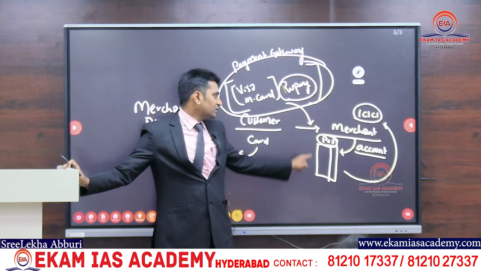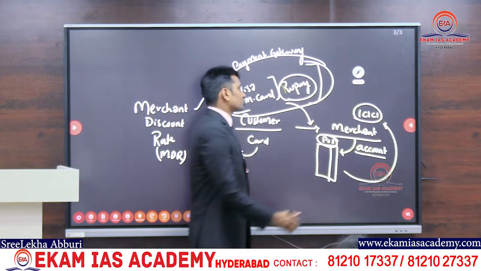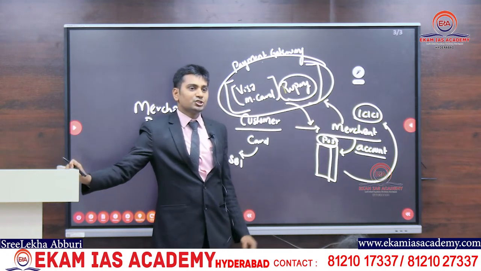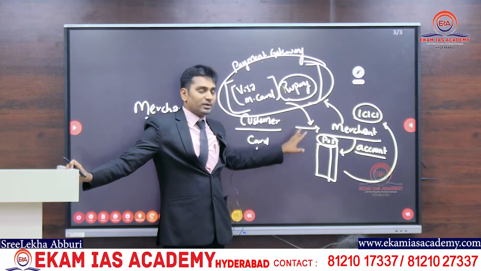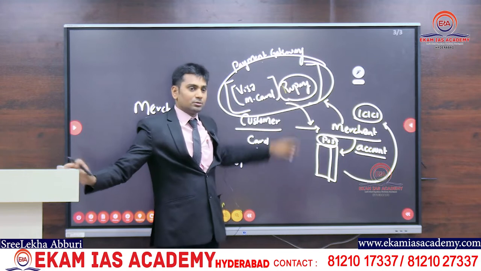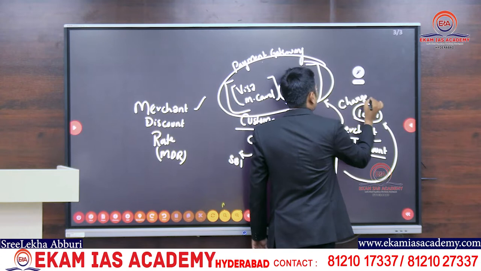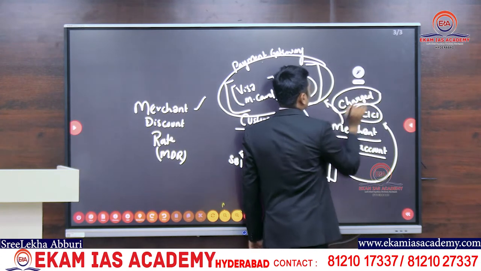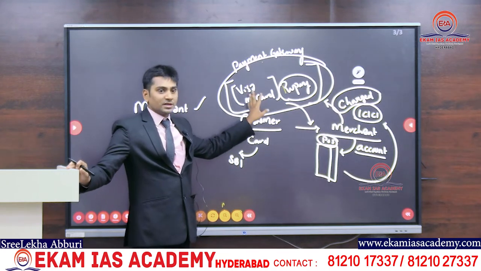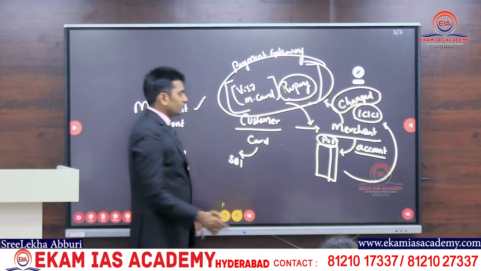So for using this point of sales machine, for using this transaction, the merchant needs to pay an amount to this payment gateway. The merchant needs to pay those so-called charges to this. So he is charged on that. The merchant is charged on it. Now earlier there was a rule in India that RBI said whatever the payment gateway charges are there, that has to be borne by the merchant and it should not be passed on to the customer.